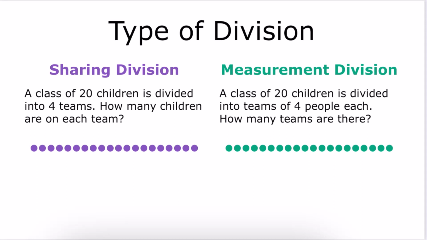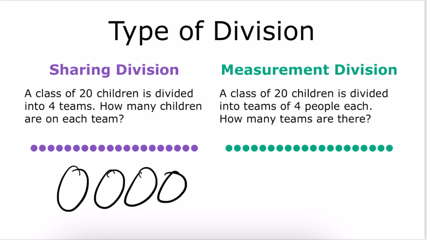There's sharing division, where you take a certain amount and split it up into a specified number of groups, and then you try to figure out how much is in each group. An example of this would be if you had a class of 20 children and you wanted to divide it up into 4 teams. So you have a specific number of groups and you're asked how many children are on each team. And you could figure this out by dividing up these children equally into the teams. And eventually you would figure out that there's 5 children on each team. So the answer would be that there's 5 children.